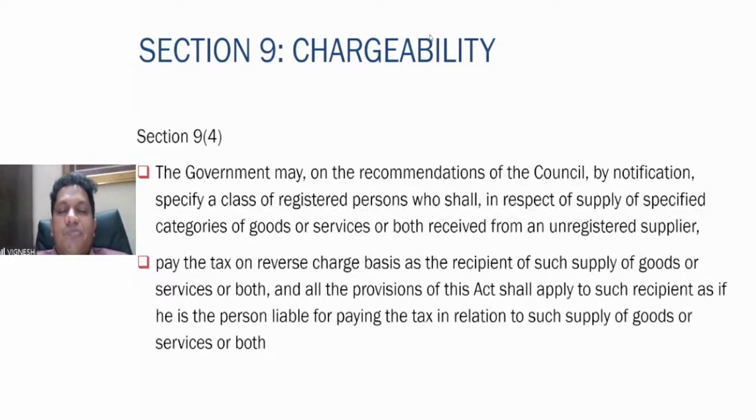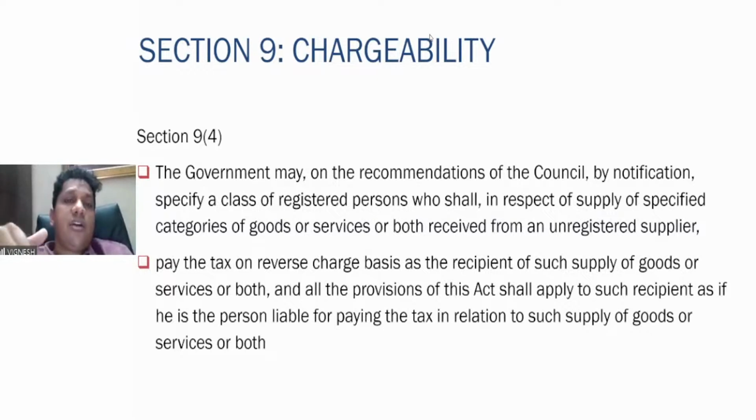What does this mean? It says that the government may specify some registered persons. If this registered person is procuring certain specified category of goods or services, that is very, very important, if he is procuring certain specified categories of goods or services from an unregistered person. So if you are procuring from an unregistered person, definitely that person is not there under GST. So he need not collect any GST. Why? Because he is unregistered. But in this case, what happens? If I am procuring services or goods from him, on that I have to pay on reverse charge to the government. This is what 9 subsection 4 says.